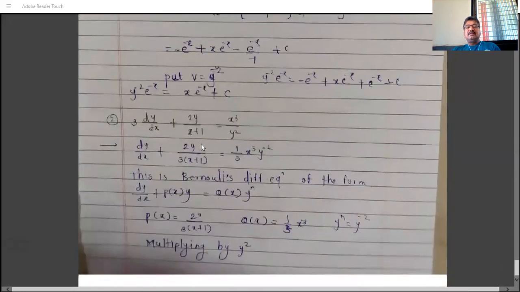So again, this is the same type of differential equation, Bernoulli's differential equation. We will see the remaining problems of Bernoulli's differential equation in the next lecture.